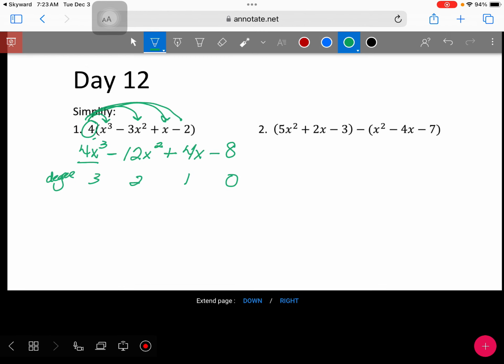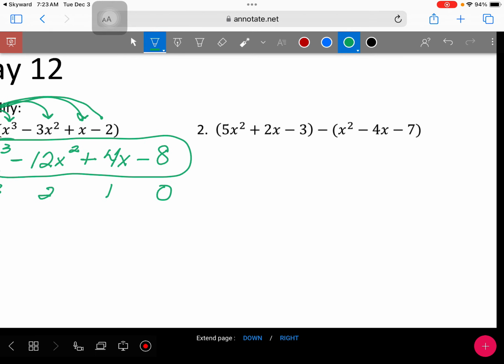Okay? All right. So, yes, this is in standard form. This is the correct answer. Anybody have that for a correct answer? Nice. Okay. Let's go to the second one. I want everybody watching me for the second one. We went over this yesterday. People are still having difficulty.